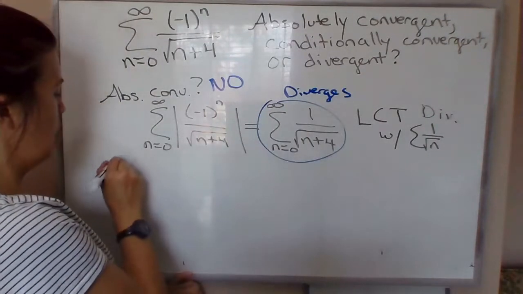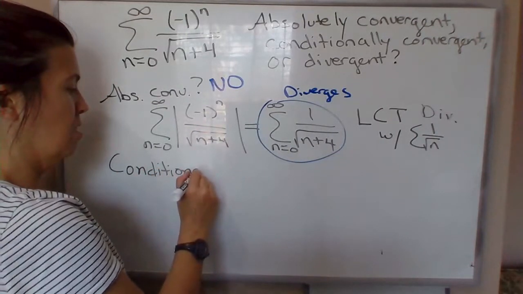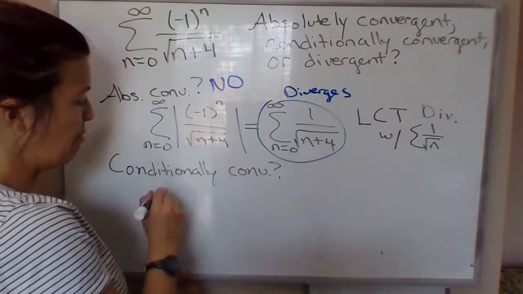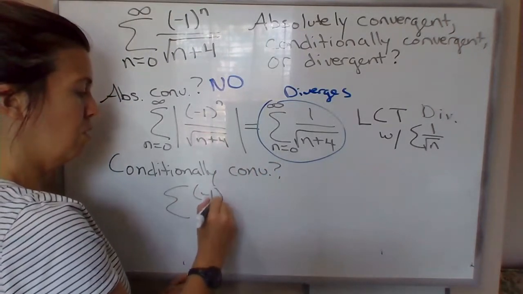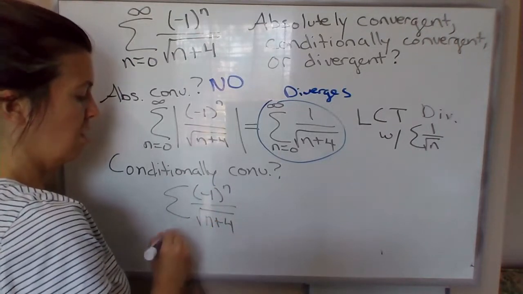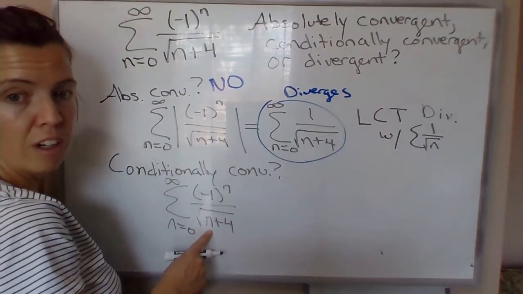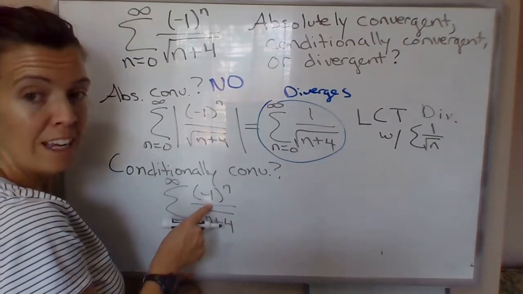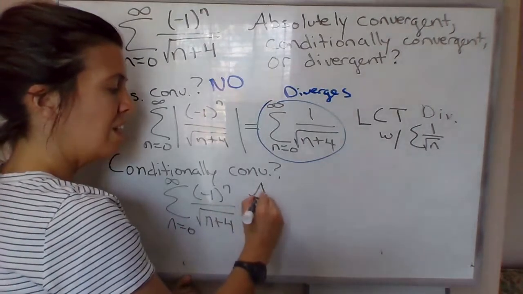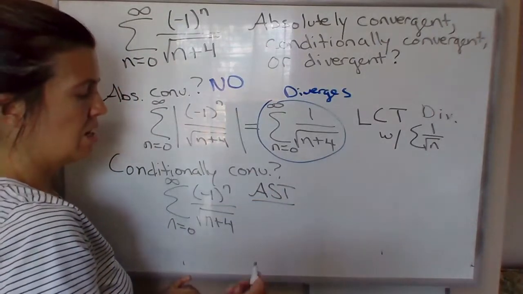Since this didn't work out, we check for conditional convergence. There you're asking yourself, if I had left this series alone and kept the (-1)^n in there, would that have converged? If it's an alternating series, so if you see that (-1)^n or (-1)^(n+1), then in a lot of cases what you want to do is use the alternating series test.